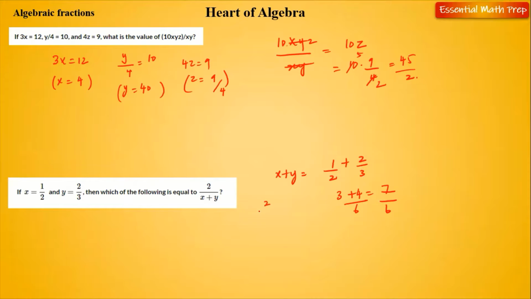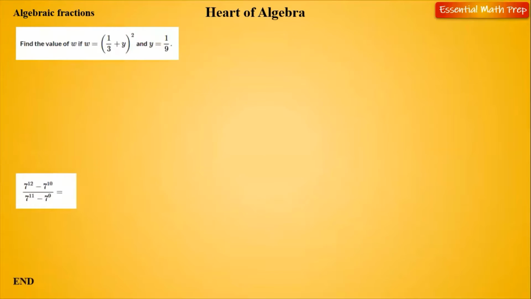So what is 2 over 7 over 6? Like I said, provide an imaginary number of 1. So 2 over 1 over 7 over 6 equals 2 over 1 times 6 over 7. So that is 12 over 7. Isn't that simple? All right, let's continue. We have 2 more problems and then we move on to the next video.